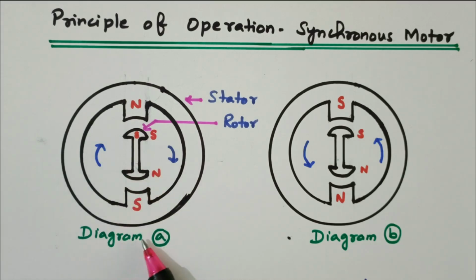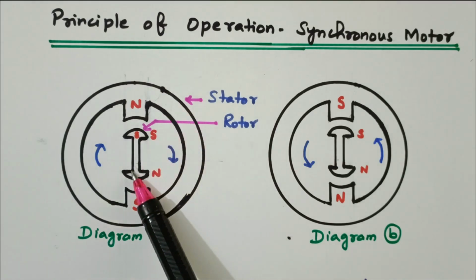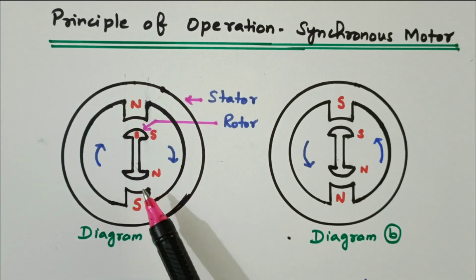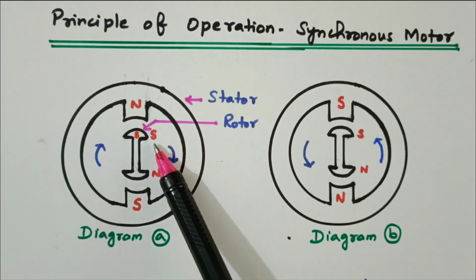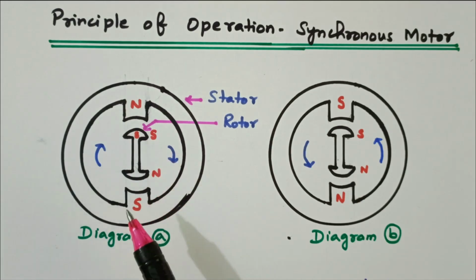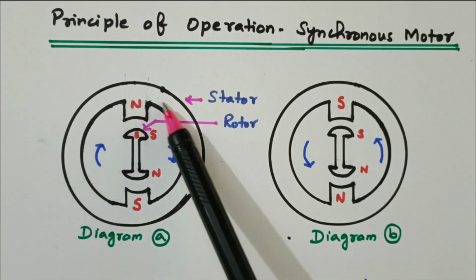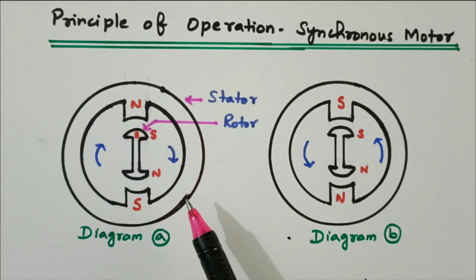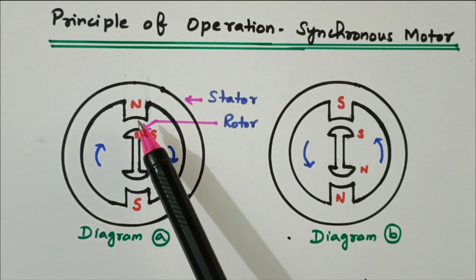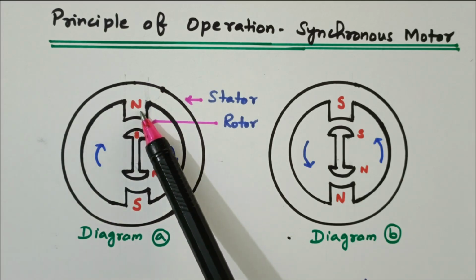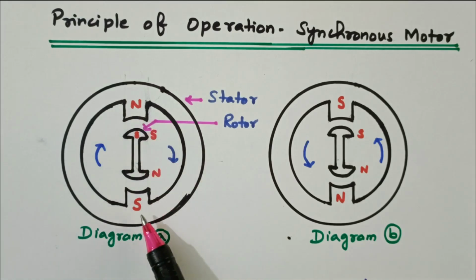First we'll refer to diagram A. The rotor is excited by the DC supply. So let us consider the S pole is produced at the top and N pole is produced at the bottom. The stator also has the armature winding, and when the 3-phase supply is given, it also becomes an electromagnet. At the top an N pole is created, at the bottom an S pole is created.